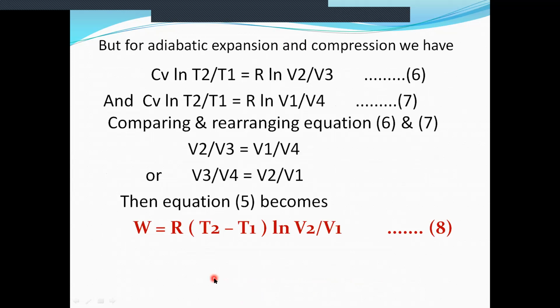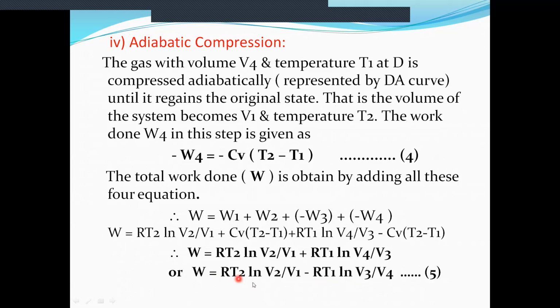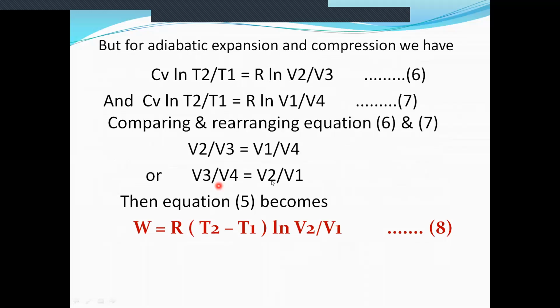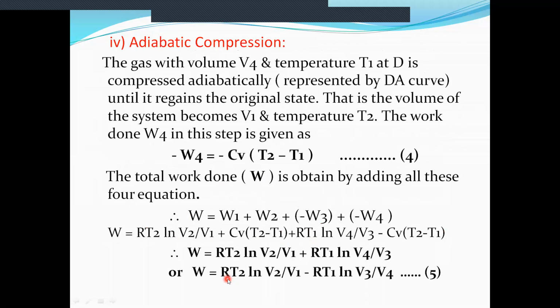Okay, next again what is common here, ln V2 upon V1, ln V2 upon V1, और यहां पर भी V2 upon V1 ही आएगा, बिकॉज यहां पर जो है देखिए V3 upon V4 is equal to V2 upon V1. So again ln V2 upon V1 is also common, R is common. So what remains in the bracket, see here, that is R we have taken common, this ln V2 upon V1 we have also taken, what remains, that is T2.